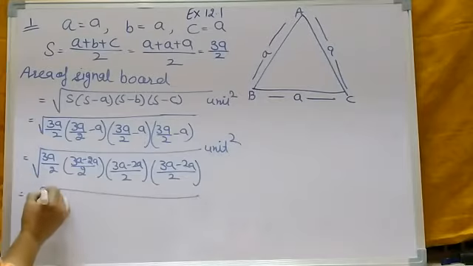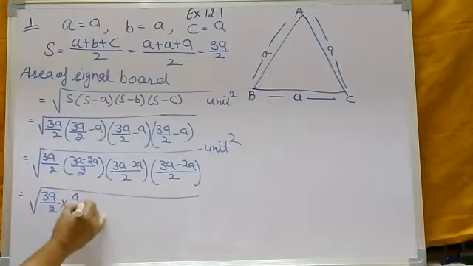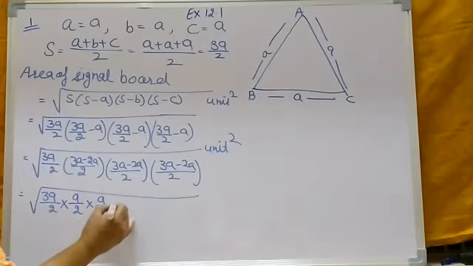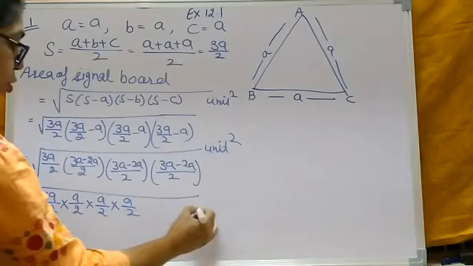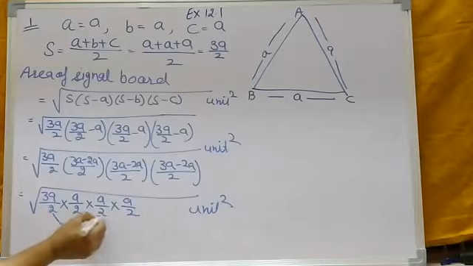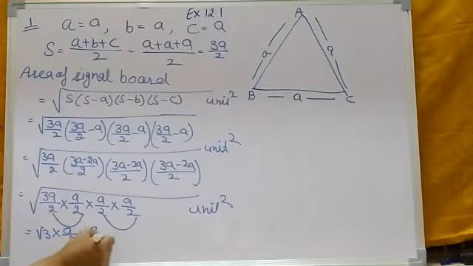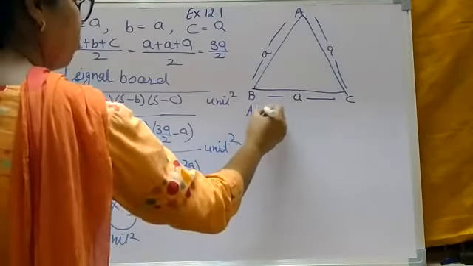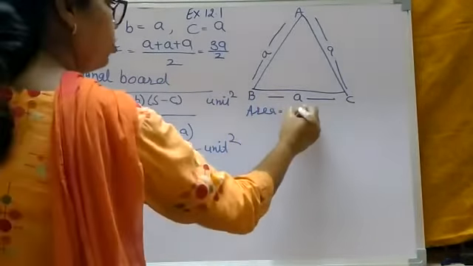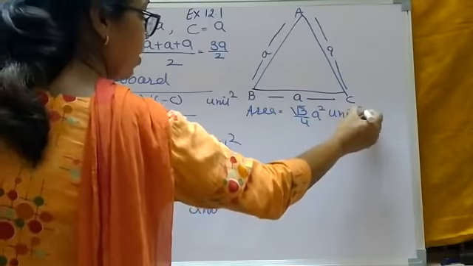Square root of 3a upon 2 into (3a minus 2a) is a upon 2, into a upon 2, into a upon 2 unit square. We make the pairs: a upon 2 and a upon 2. Root 3 into a upon 2 into a upon 2 unit square. Area is equal to root 3 upon 4 a square unit square.